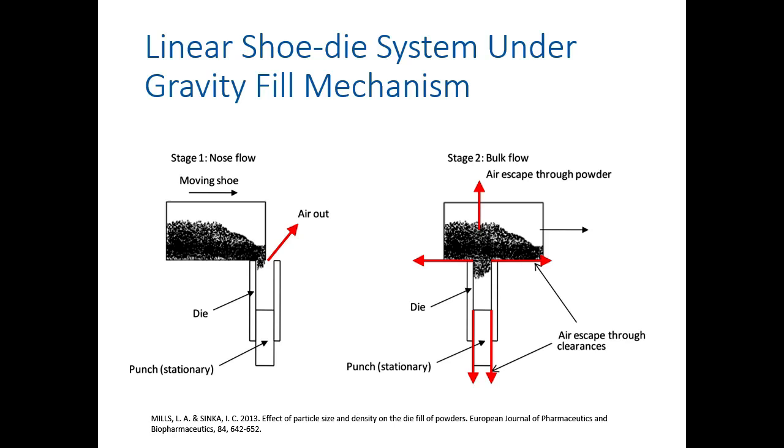As the process continues, the die becomes fully covered with powder, and it becomes really difficult for air to escape the die. And it can only escape through the clearances in the system or through the powder itself. This will result in an increase in the pressure inside of the die, which would oppose further flow of the powder into the die. So if we can facilitate no flow of the powder, we can have a larger mass delivered into the die compared to when we have a bulk flow of the powder.